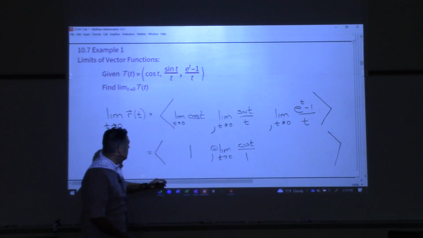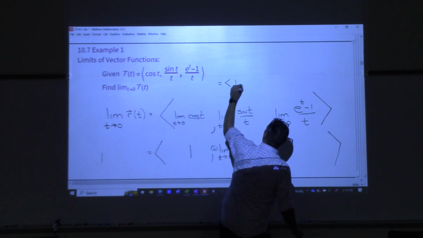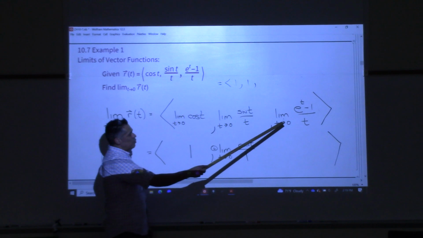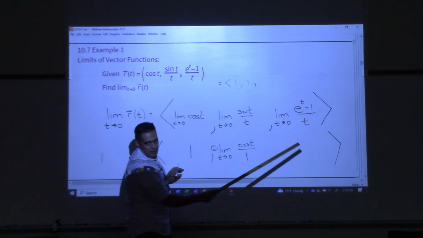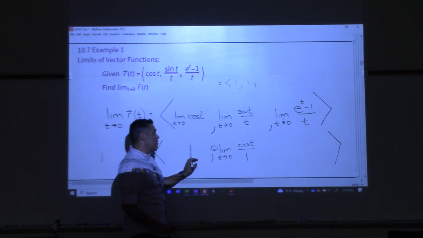So here's where I am now. Let me put the answer up here. Right now, my first component, the limit's 1. The second component, limit's 1. And then the last one, t goes to 0. e to the 0 is 1. 1 minus 1 is 0. So we get 0 on top and 0 on the bottom. So L'Hopital again, right?